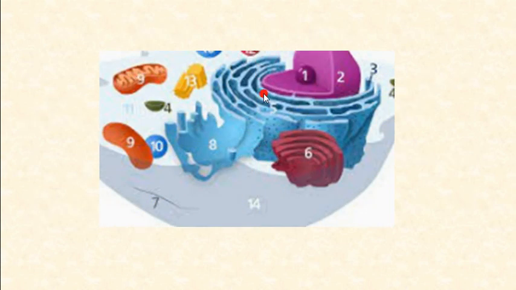So here we can say this is the Golgi apparatus, this is the ER, endoplasmic reticulum. Okay, this is the mitochondria, this is the nucleus.